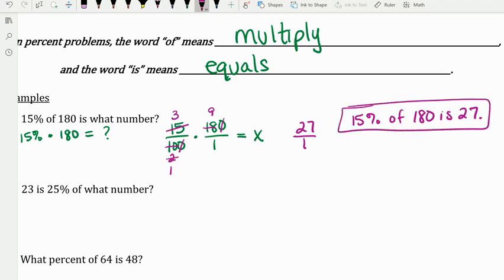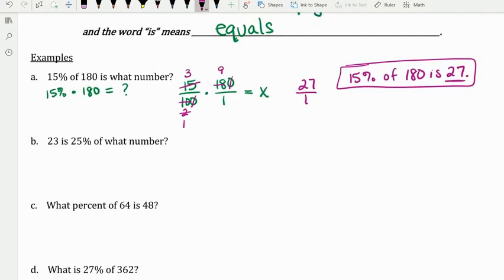Okay, and when you do these problems, I want you to write that sentence out like that, just to show that you understand how this makes sense. So 15% of 180 is 27. It makes sense that my number 27 is smaller than 180 because I only want 15% of that number. Okay, all right, we'll try a couple others.